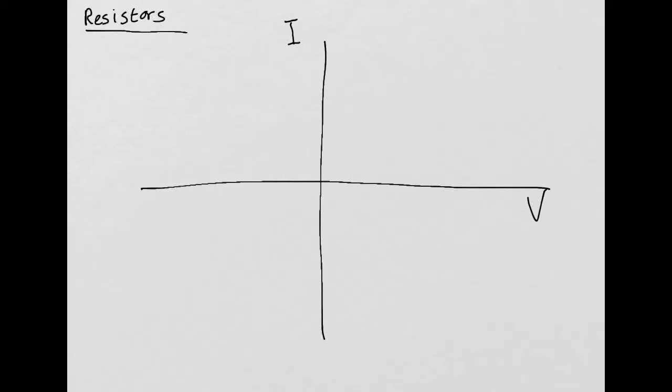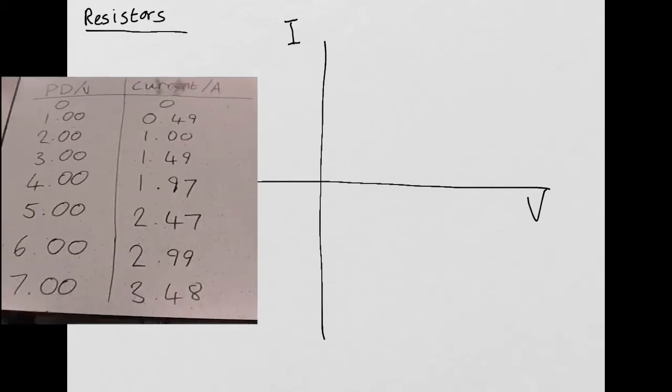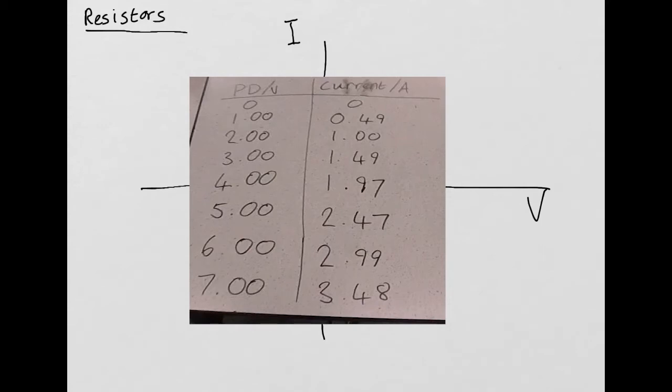So let's analyse our results then. We'll start with the resistor. If you look at the data for the resistor, you will notice that the potential difference, we were increasing that by 1 each time, and the current was going up by roughly half an amp each time. And that was constant throughout, so it doesn't matter where we were in our data, it was always going up by the same amount each time.